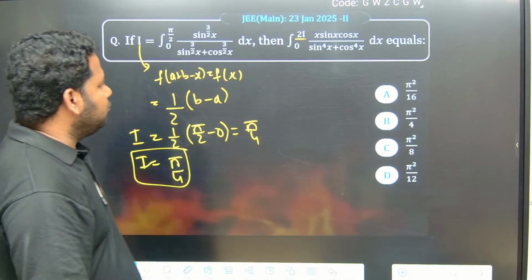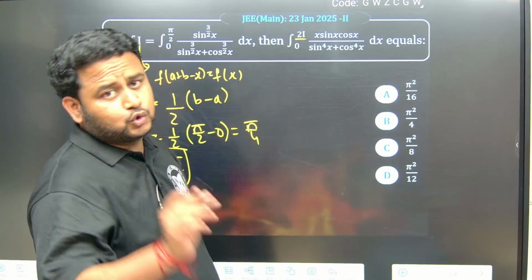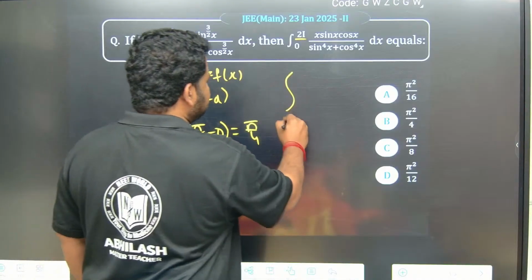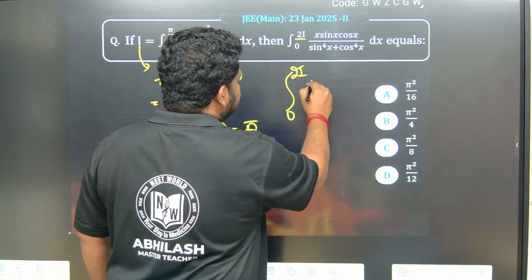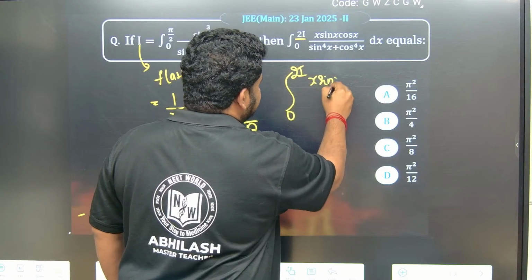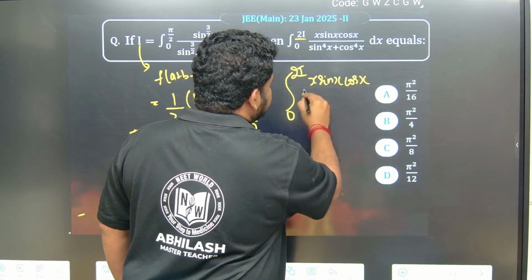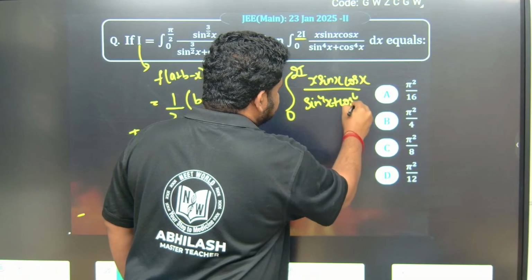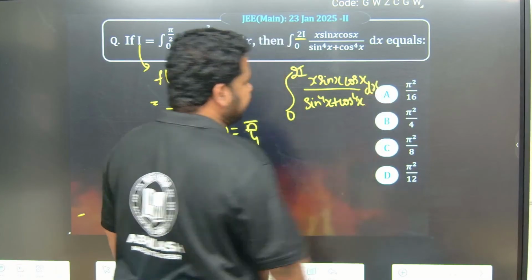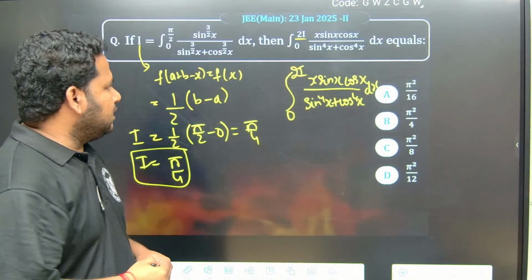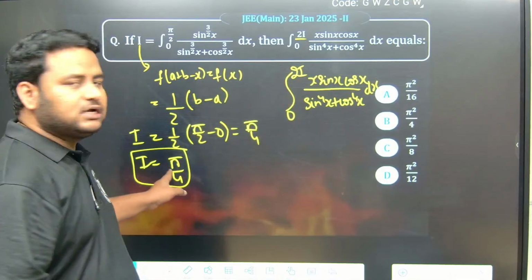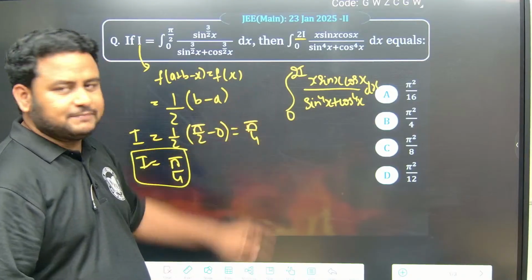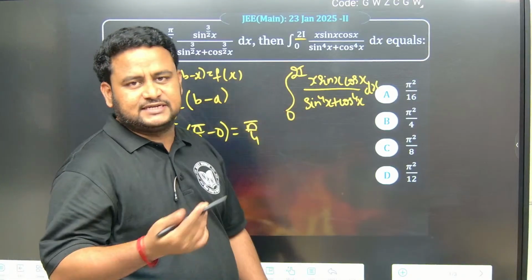I got it. Now they are asking the integral from 0 to 2I of x sin x cos x by sin power 4x plus cos power 4x dx, right? This is what they are asking. Now looking at this, what did I get for I? Pi by 4. So 2 times I means 2 into pi by 4, that is nothing but pi by 2.